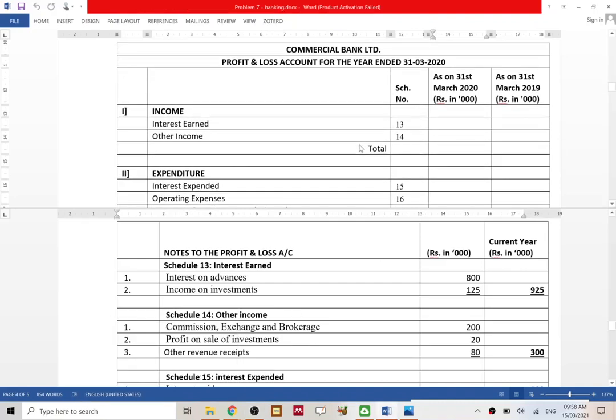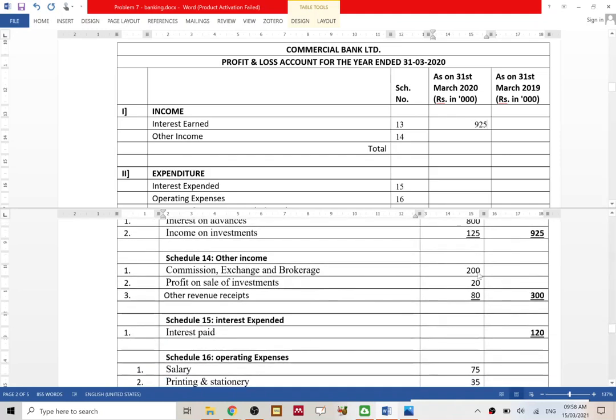So we prepare the profit and loss account first with all the schedules that we have written in the notes to the profit and loss account. So interest earned, schedule 13, the total we got was 925. Then other incomes, with all these different incomes, the total we got again was 300.